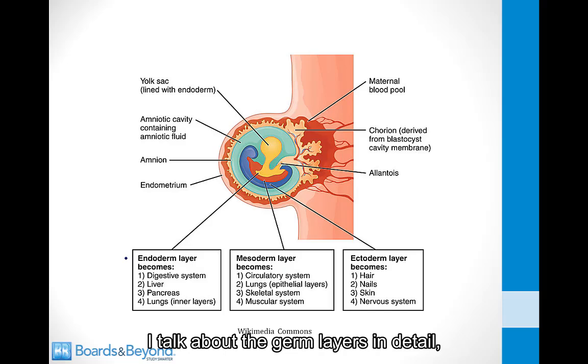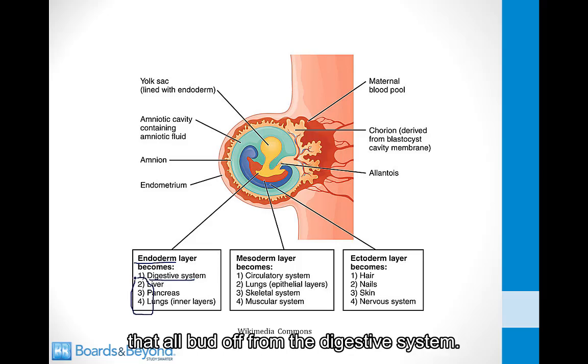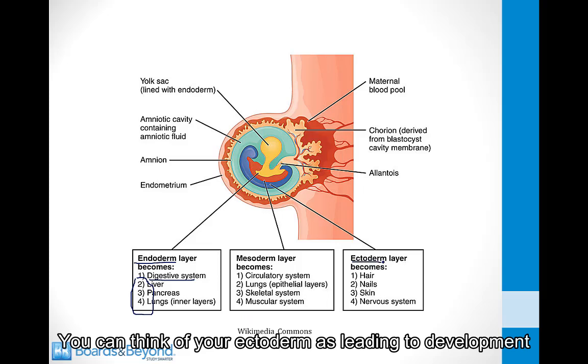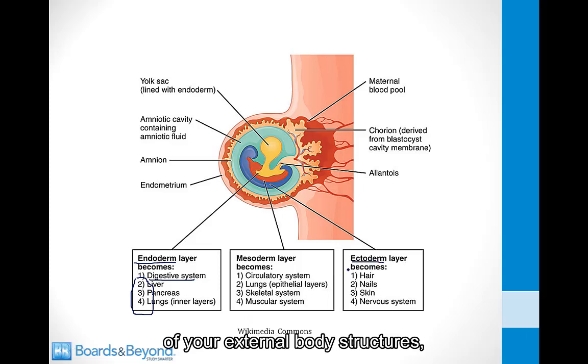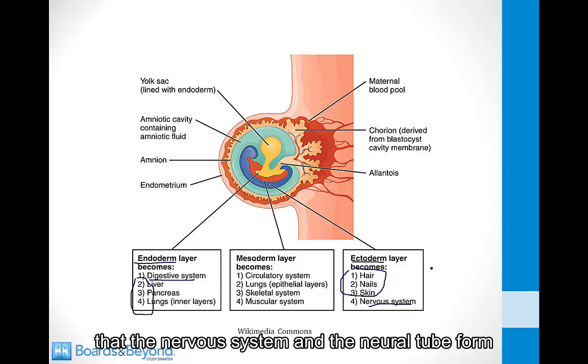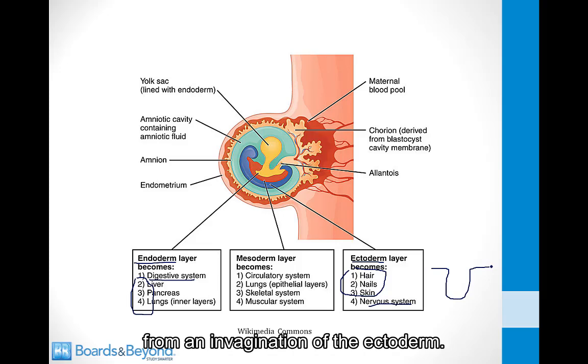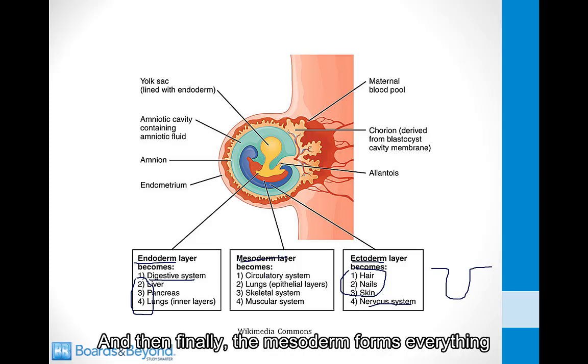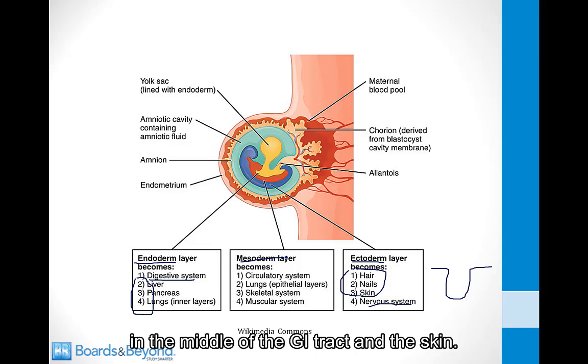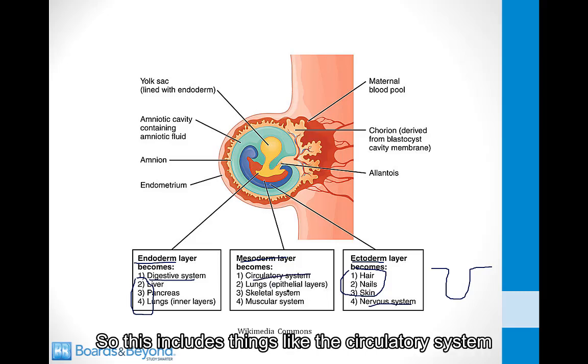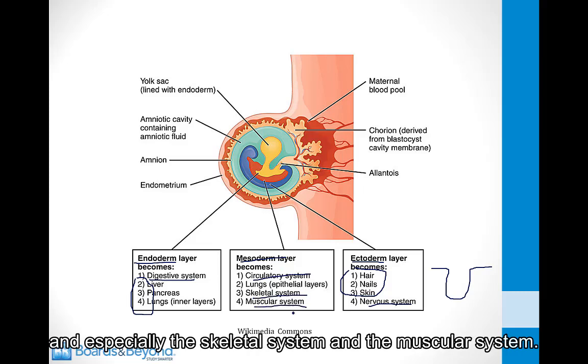And in a separate video, I talk about the germ layers in detail. But just some basic points here, you can basically think of the endoderm as forming the digestive system, plus a number of other structures that all bud off from the digestive system. You can think of your ectoderm as leading to development of your external body structures like the hair, nails, and skin. The only exception to that is the nervous system, and to remember this, you have to know that the nervous system and the neural tube form from an invagination of the ectoderm. And then finally, the mesoderm forms everything in the middle of the GI tract and the skin, so this includes things like the circulatory system and especially the skeletal system and the muscular system.